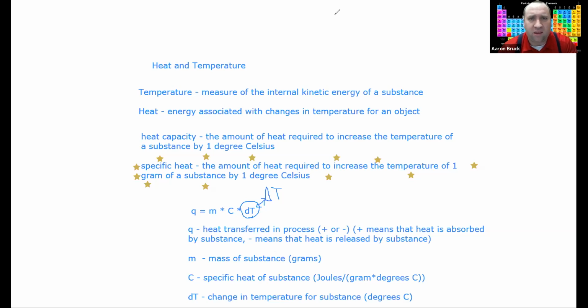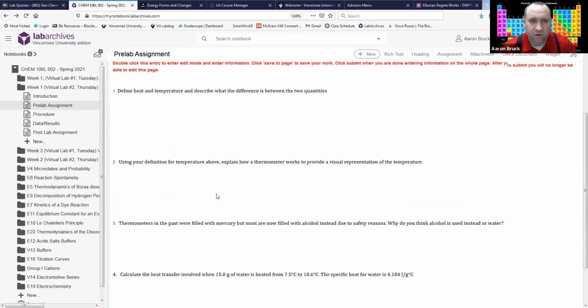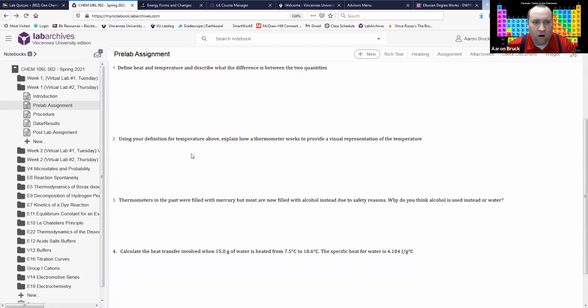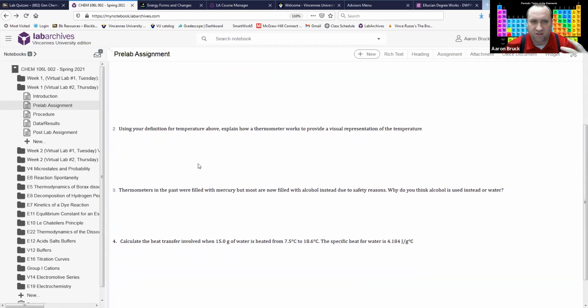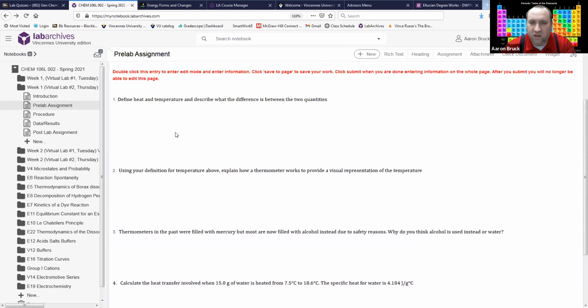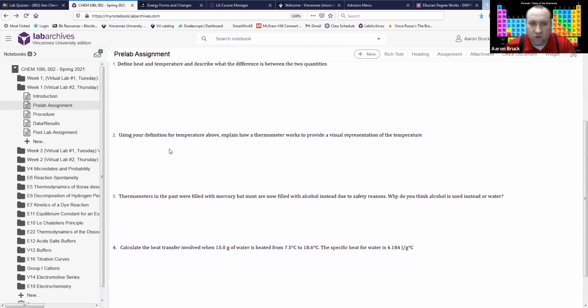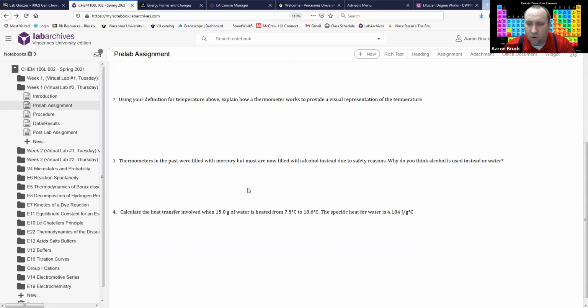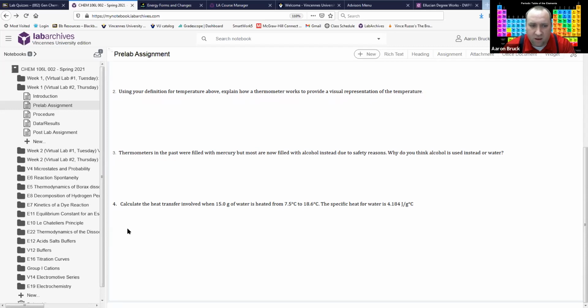So in looking at the pre-lab assignment for this particular experiment, what we're going to see is that for the most part, most of the questions here are conceptual. Do you know the difference between heat and temperature? Can you use that definition to explain why a thermometer works the way that it does? Or why alcohol is used instead of water in modern thermometers? This last question is specifically for that specific heat kind of question that we are using.